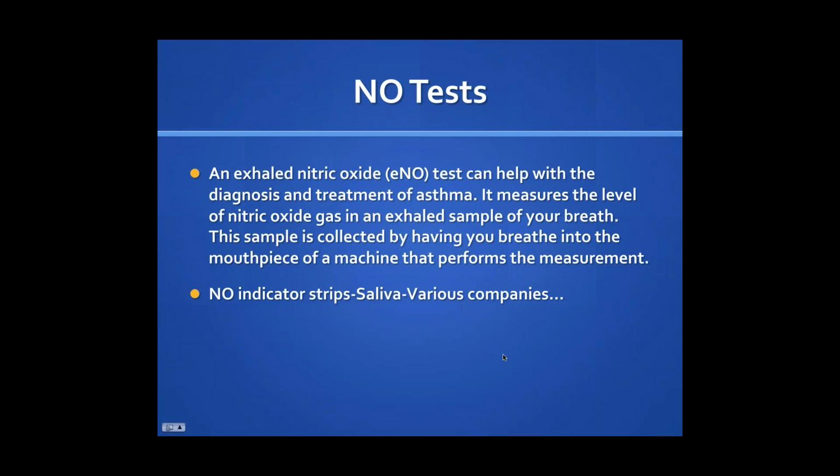And so there are different tests. One is an exhaled nitric oxide test that can help with diagnosis and treatment of asthma. It measures the level of nitric oxide gas in an exhaled sample of your breath. This sample is collected by having you breathe into a mouthpiece of a machine that then performs a measurement, or you can get nitric oxide indicator strips through various companies.